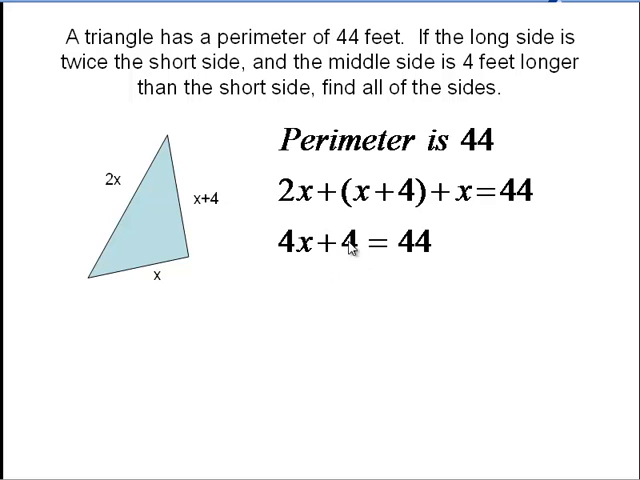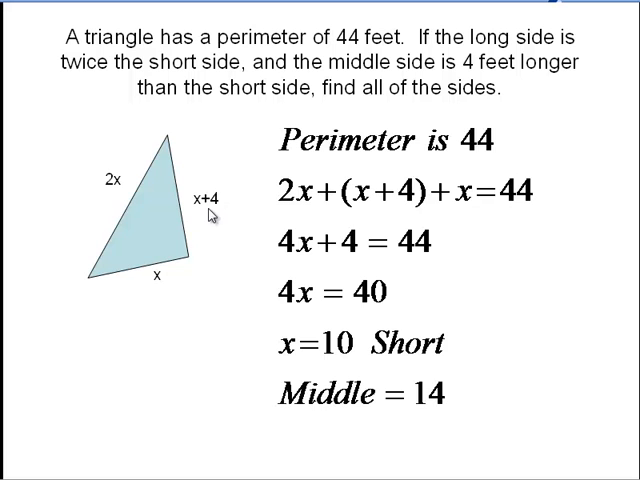Move the number to the right side by subtracting, so you get 40, divide, and you get 10. So x is 10, x plus 4 is going to be 14, that's the middle, and 2 times 10 is 20, which is the longest side. So once you have x is 10, just plug it into each of these to find the missing sides.